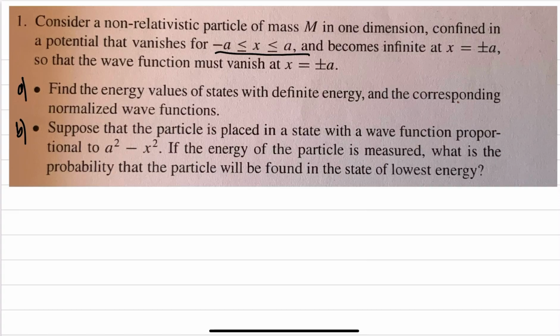And the second problem is to find, if you have a particle with a wave function proportional to a squared minus x squared, what is the probability that the particle will be found in the state of the lowest energy? So that's what we have to find.